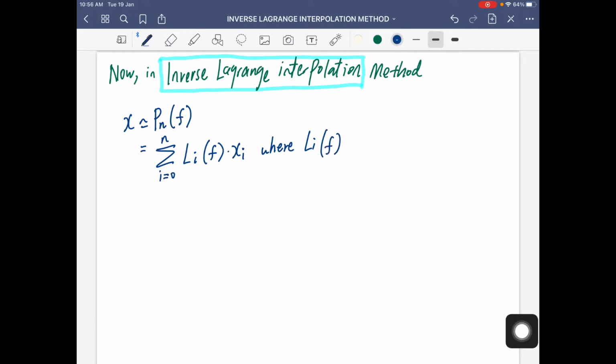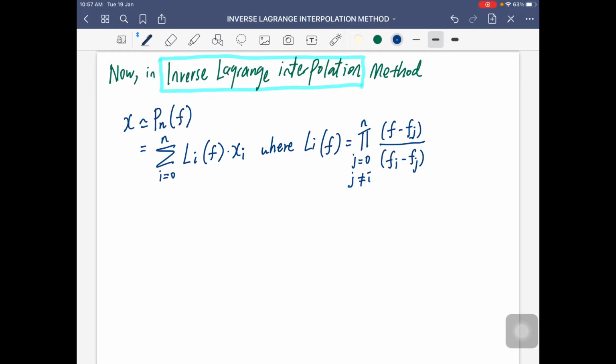Now this Lagrange term is given by the product of j equal to 0 until n, but j cannot be equal to i. So what we do here is we calculate the product of this rational function or fraction, which is (f minus f_j) divided by (f_i minus f_j). This is how we calculate our Lagrange term.